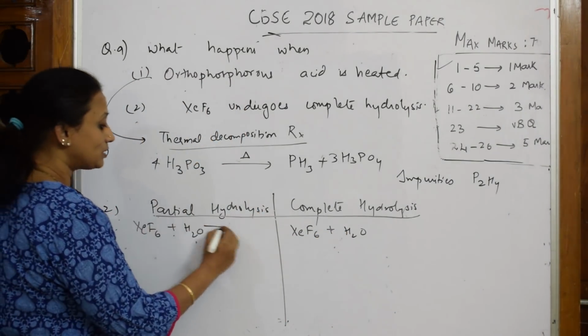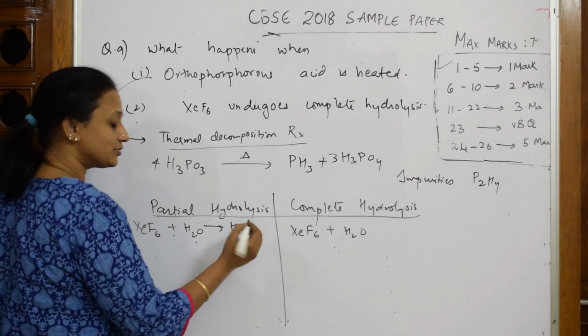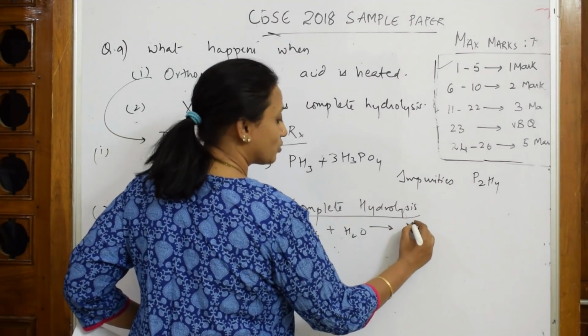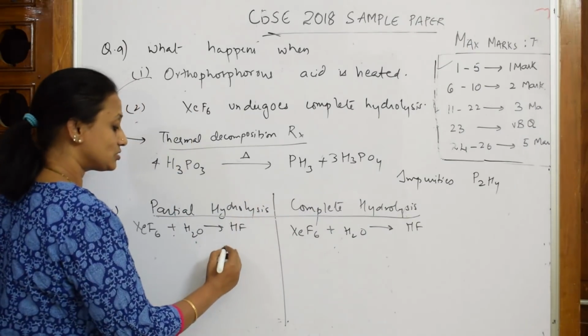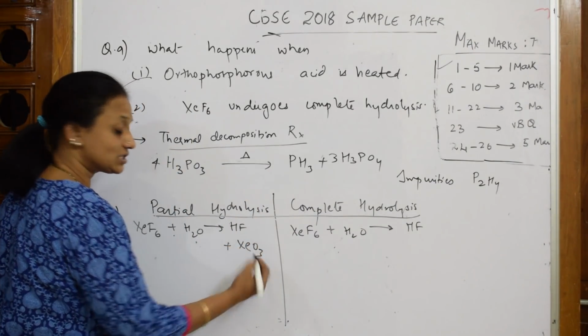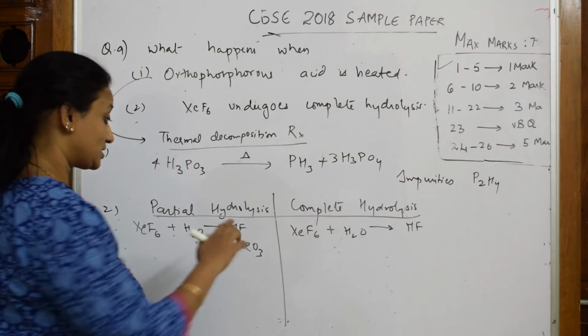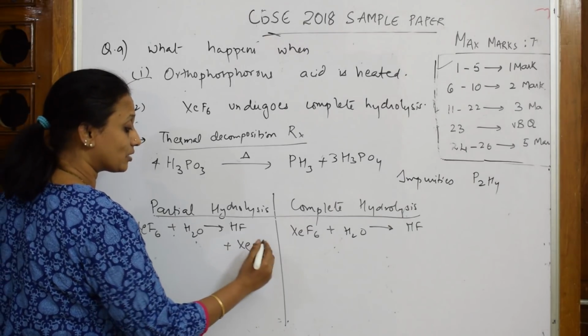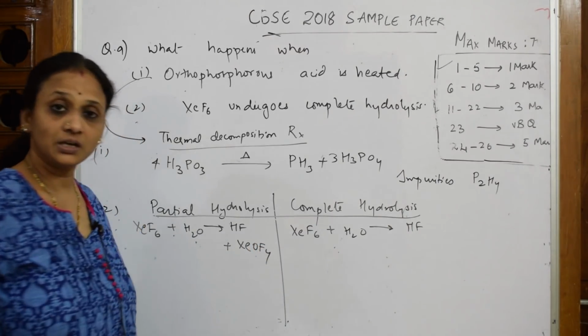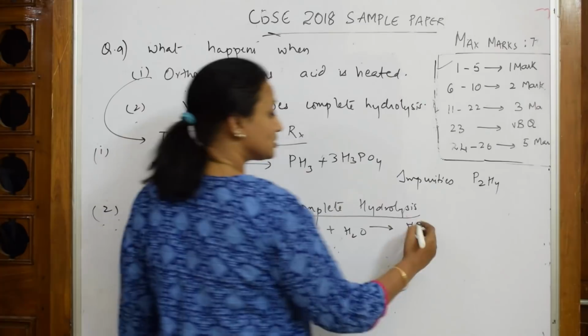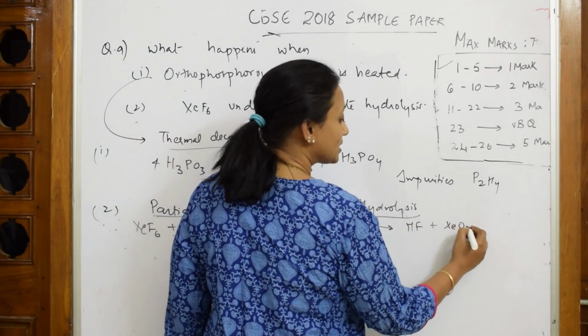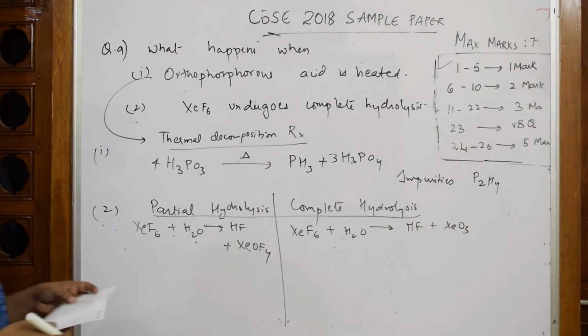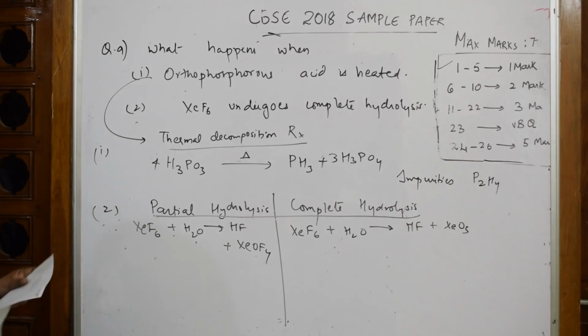You have to remember in partial hydrolysis you get HF. Here also you get HF. But what is the difference? In partial hydrolysis you're going to prepare XeOF4 as a product, a product called xenon oxyfluoride. Right, now in case of complete hydrolysis, you'll be preparing a product called XeO3. That's it. Have they asked anything else? Nothing. They have just asked you to write the products. So simple. Now you need to balance the reaction.